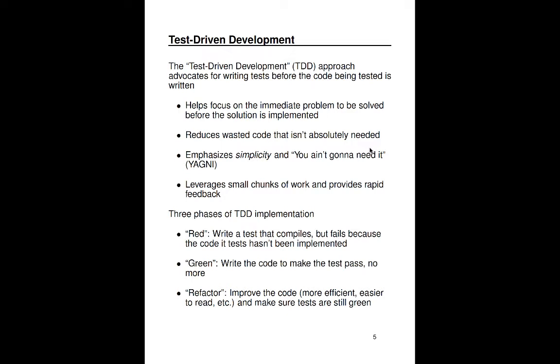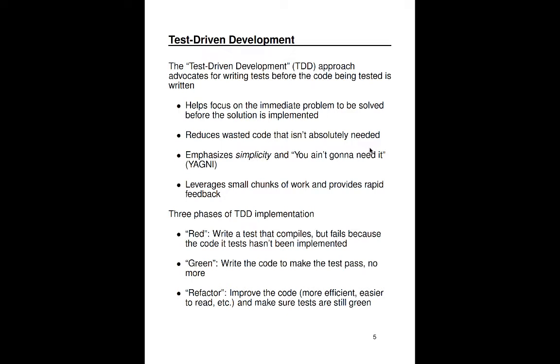Test-driven development occurs in 3 phases. The first phase is called red, meaning that you have failing tests. You write a test that compiles, so it can be run, but it fails because the code that it tests hasn't been implemented yet. After the red phase is the green phase.